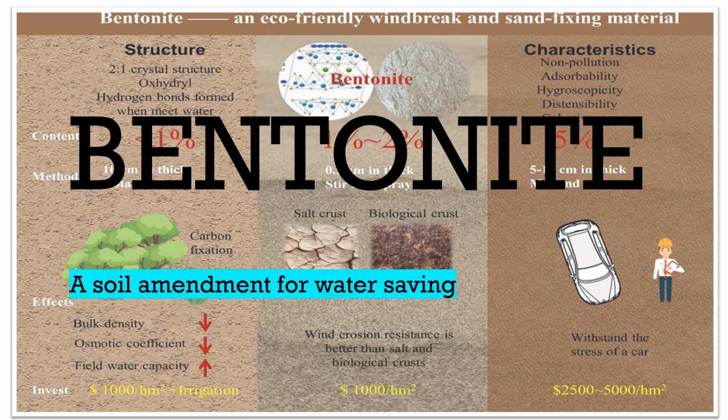So this bentonite can be used in improving crop production under dryland agriculture. It acts as a gelling agent, it acts as a water absorber, it acts as a nutritional dose for agriculture. So bentonite is one effective tool, a soil amendment which is non-toxic and used for water saving and soil and water conservation.